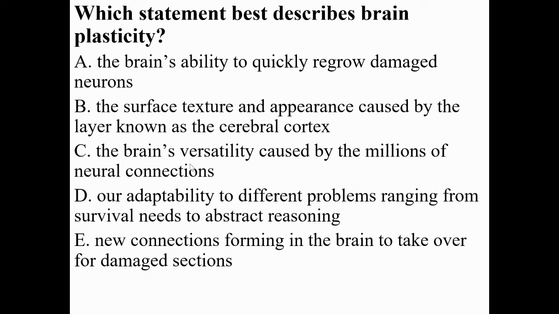Not the easiest question in the world, but hit pause and try to answer it. The answer is E. It's about new connections. Now, it's not about regrowing damaged neurons. The problem with C is that there's no damage. A has damage, but that's at the neural level. All this other stuff, there's no brain damage. You have to have brain damage in order for this to be the right answer. So the answer is E.